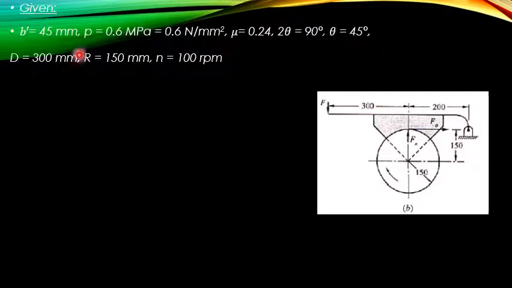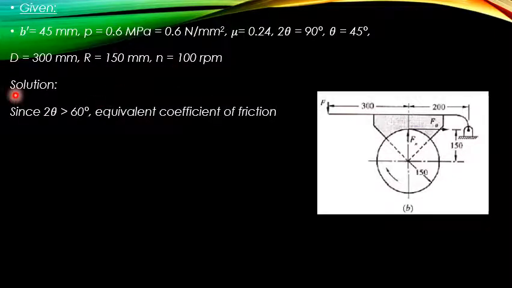Writing down the given details, the width of the shoe is given as 45 mm. The normal pressure is 0.6 megapascal or Newton per mm square. The coefficient of friction is given as 0.24. The angle of contact 2 theta is 90 degrees, so therefore theta will be 45 degrees. The diameter is 300 mm, so radius is 150 mm, and the RPM is 100. Since the angle 2 theta is greater than 60 degrees, we need to find the equivalent coefficient of friction.